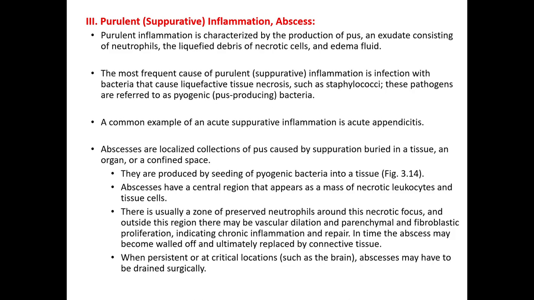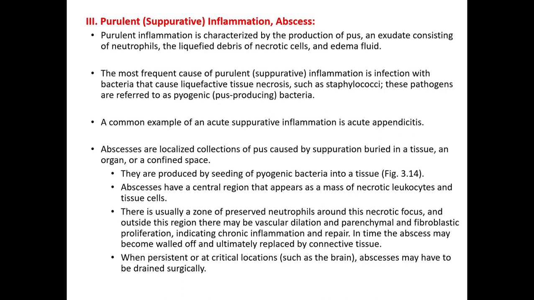Purulent inflammation, or suppurative inflammation, or sometimes we say abscess. Purulent inflammation is characterized by the production of pus, an exudate consisting of neutrophils, liquefied debris of necrotic cells, and edematous fluid. The most frequent cause of purulent inflammation is infection with bacteria that cause liquefactive tissue necrosis, such as staphylococcus. These pathogens are referred to as pyogenic, pus-producing bacteria.